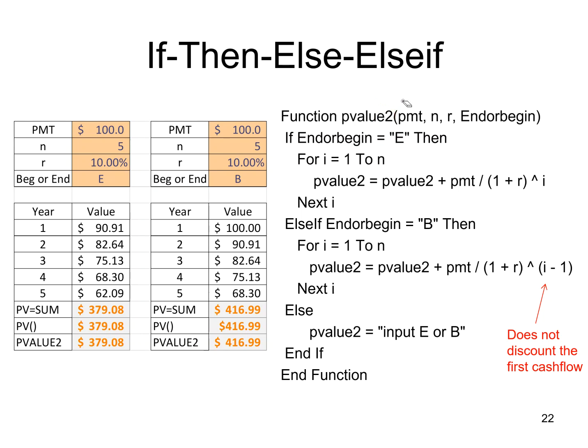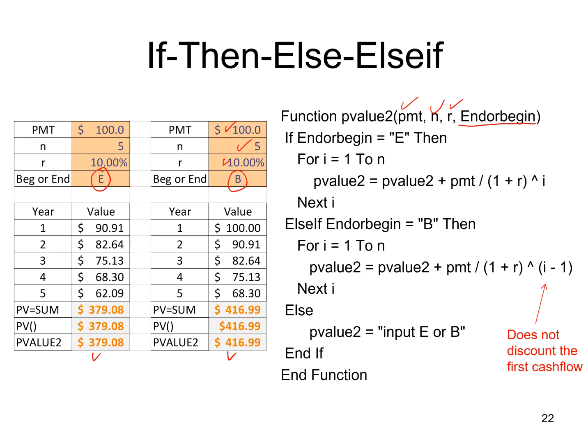So p-value 2 is going to have 4 parameters. The payment, we're going to keep $100. N, we're going to keep that 5. R, we're going to keep that 10%. And then I'm going to have another variable. I'm going to call it end or begin. And that end or begin is going to be, the user is going to enter either an E or a B. And here I have it entered using an E or a B.